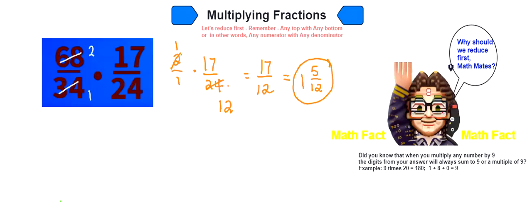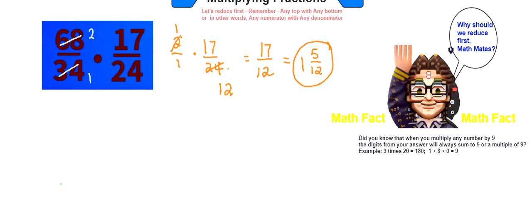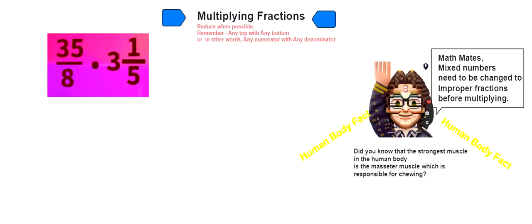That's number 9. So let's go to number 10 here on the page. All right, what do I have here? I've got an improper fraction times a mixed number. But let's take a look. What is Betsy having to say now? Math mates, mixed numbers need to be changed to improper fractions before multiplying. Ding, ding, ding. When I look at our problem, 35 over 8 times 3 1/5, 3 1/5 is a mixed number. So we need to change it to what?